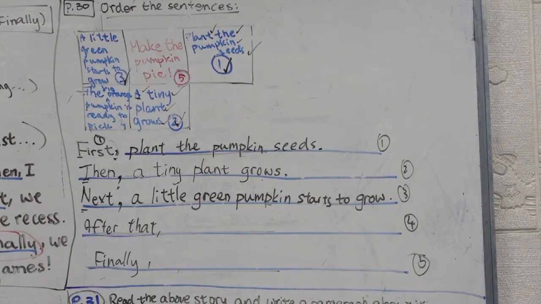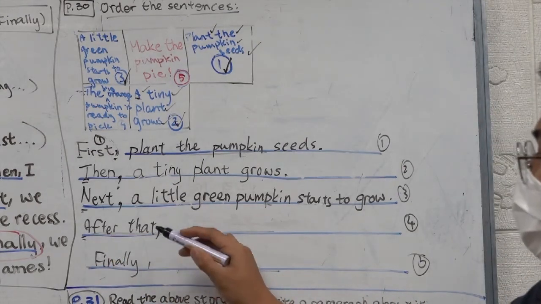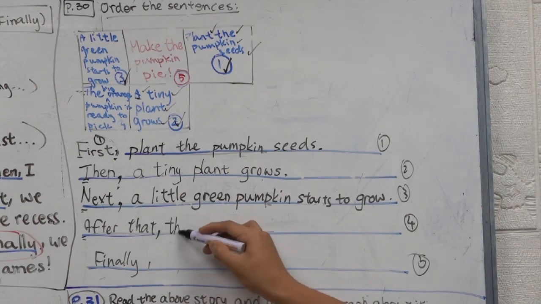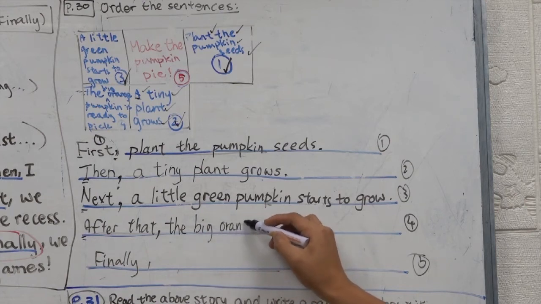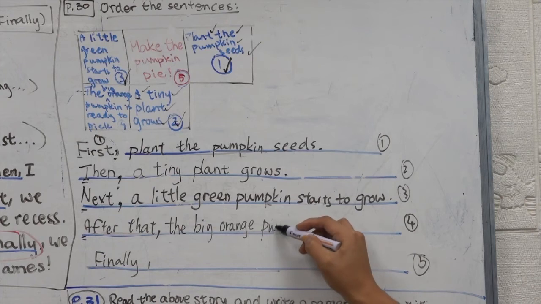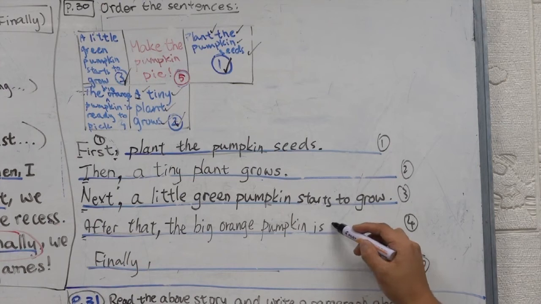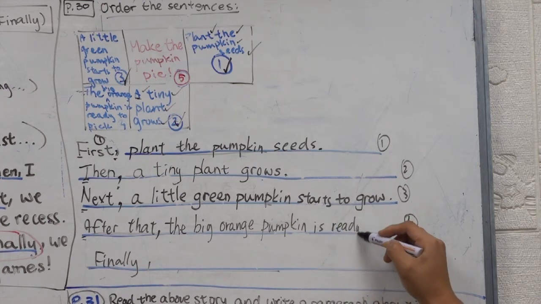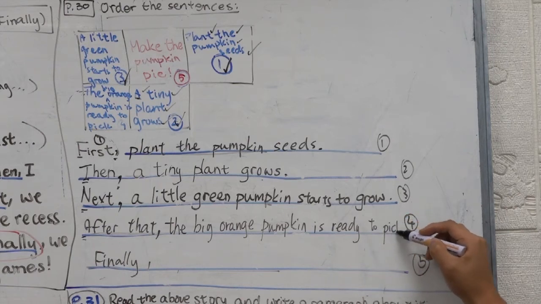Okay, let's check our answers together, okay? Alright, so number 4 should be the big orange pumpkin is ready to eat. So write down after that, okay? Letter A is capital, and then don't forget your comma. So after that, and then now small letter T, T-H-E, the big, B-I-G, orange, O-R-A-N-G-E, pumpkin, P-U-M-P-K-I-N, is, I-S, ready, R-E-A-D-Y, to, T-O, pick is P-I-C-K.